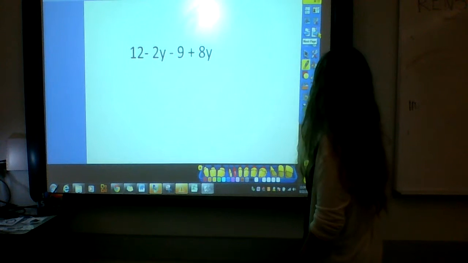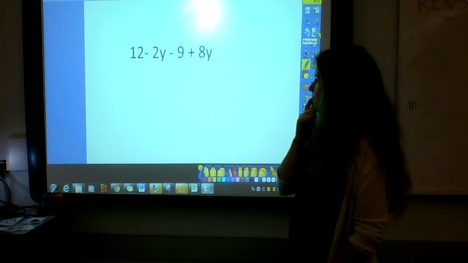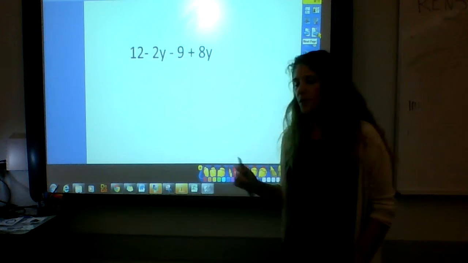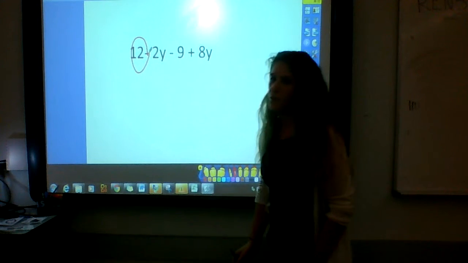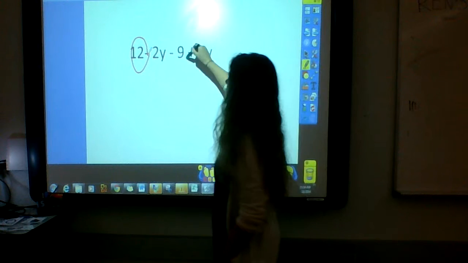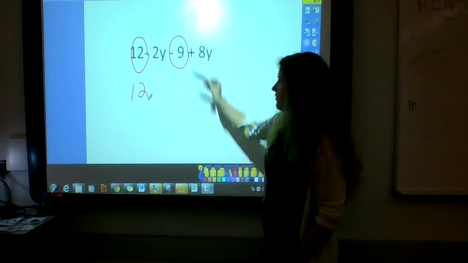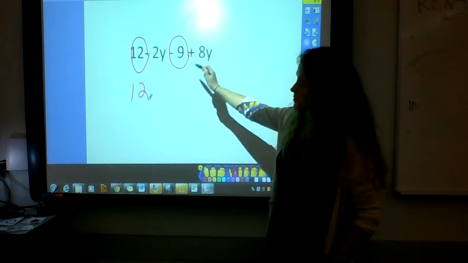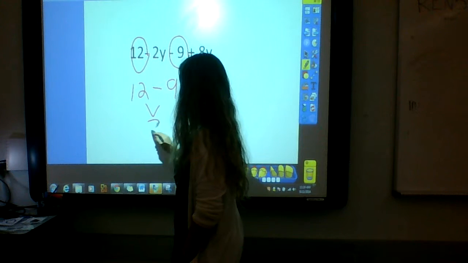Last example. I have 12 minus 2y minus 9 plus 8y. Again, I'm going to try and combine like terms. I have a 12 right here, which means I can only combine it with another constant, which is right here. So I have 12, and now I have to ask myself, am I adding 9 or subtracting 9? I am subtracting 9, so it's 12 minus 9, which gives me 3.